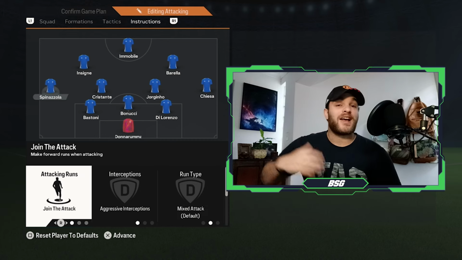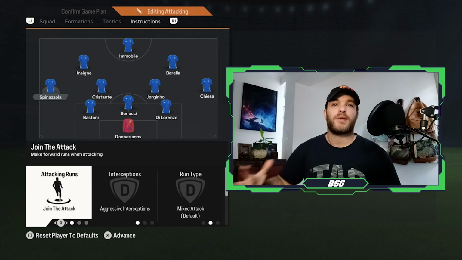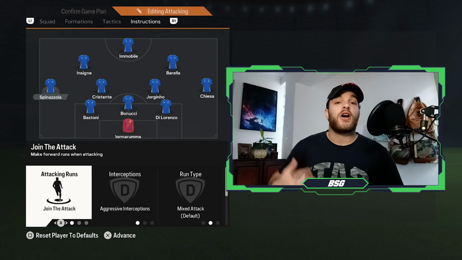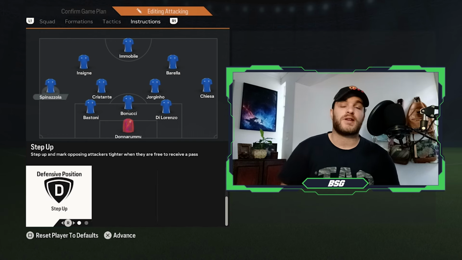For your left wing back as well, he will maintain the same role and instructions, but he will just be deployed as a left wing back, allowing him to get further up the field on the odd occasion. So join the attack, aggressive interceptions, a mixed run type, as well as step up.